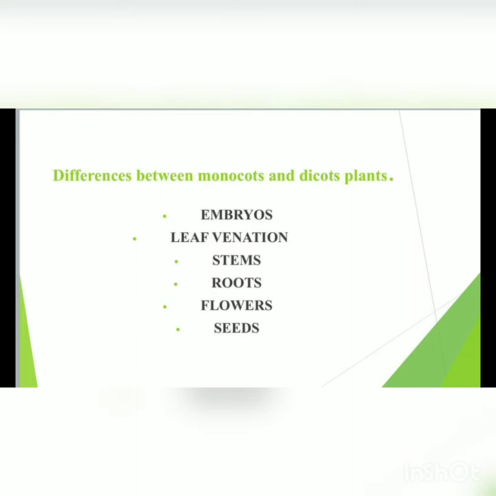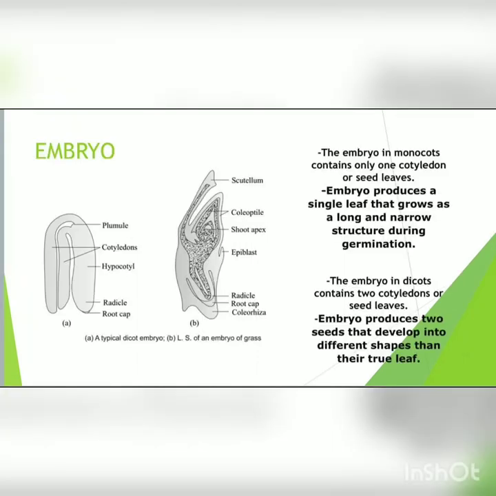There are some differences between monocots and dicots plants. Firstly is embryos, second leaf venation, stems, roots, flowers and seeds. Firstly is embryo. The embryo in monocots contains only one cotyledon or seed leaf. The embryo produces a single leaf that grows as a long and narrow structure during germination. The embryo in dicots contains two cotyledons or seed leaves. The embryo produces two seed leaves that develop into different shapes than their true leaf.